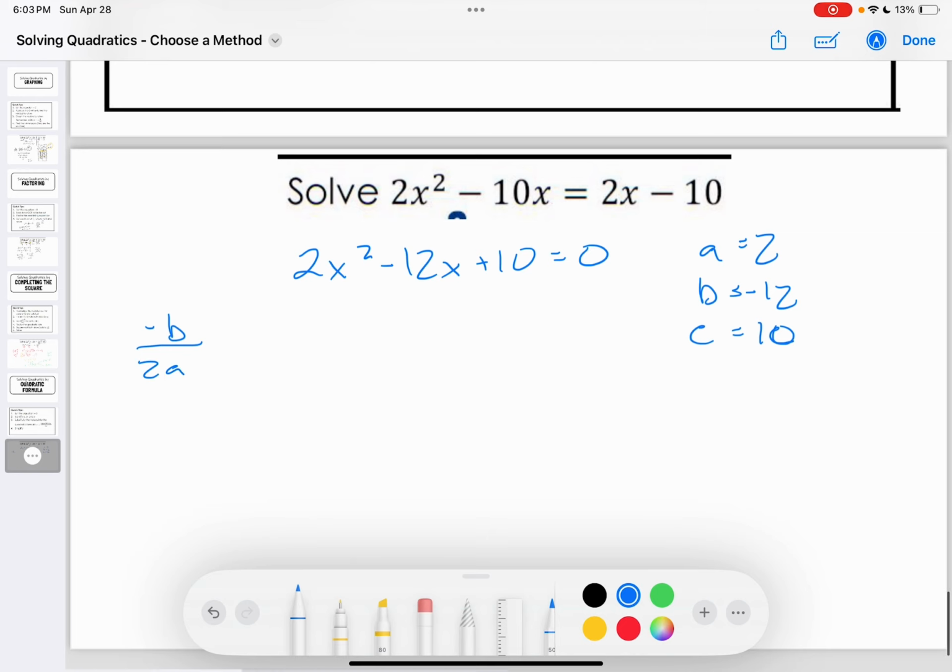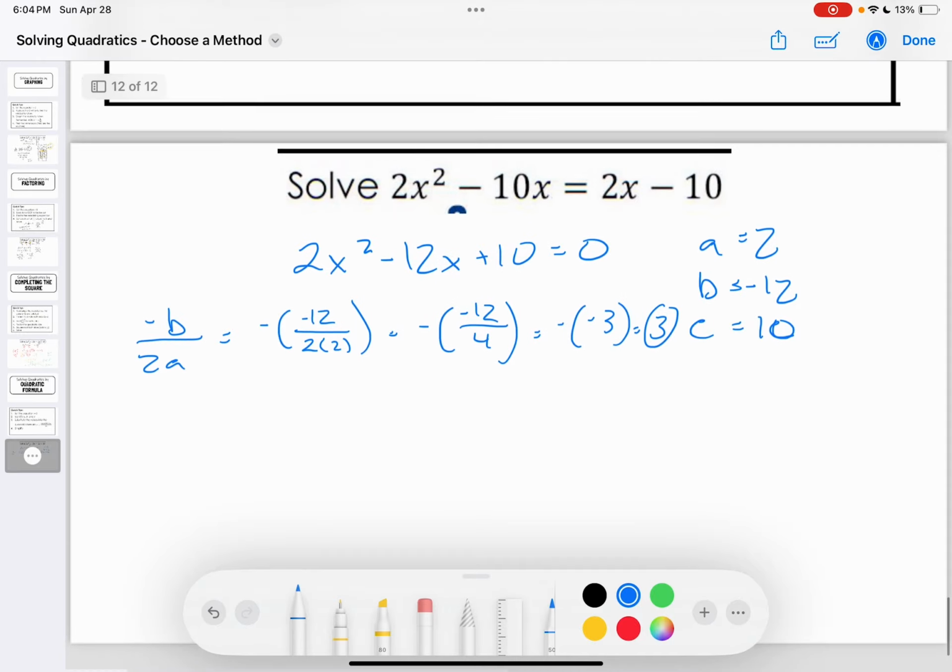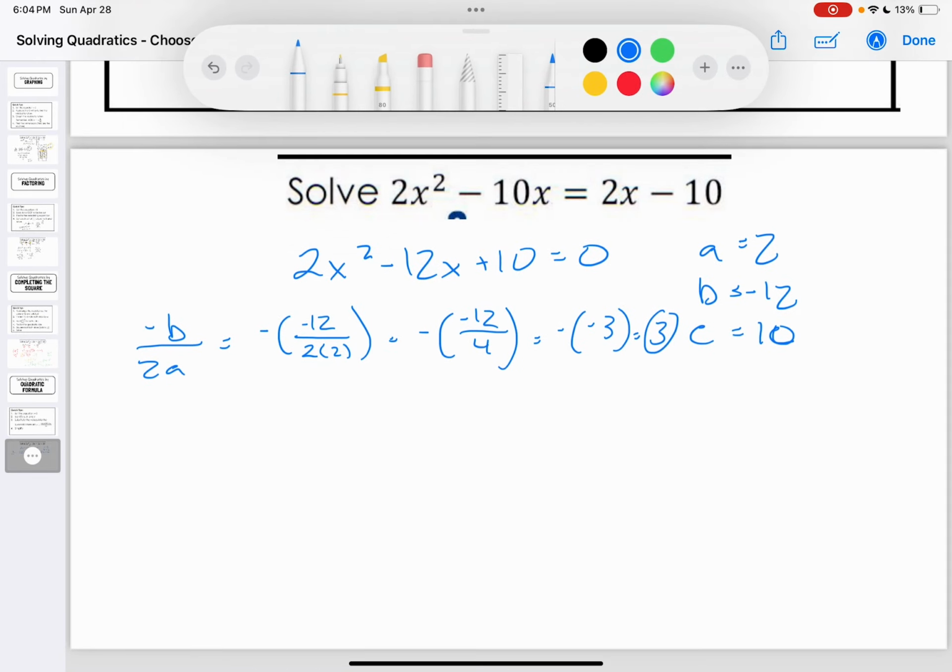We're going to do negative b over 2a, which will be negative negative 12 over 2a, which is 2 times 2. Let's go 12 over 4, which is 3. So there's our first part. Second part is the square root of b squared minus 4ac, all over 2a.